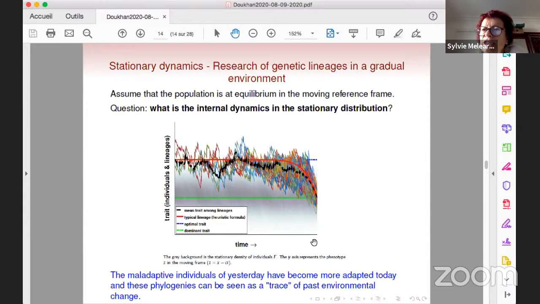And our questions are here. Now we assume that we observe individual at time t, we pick up at random one individual at time t in this population. Are we able to find the trajectory for this individual, describing in reverse time the trait path of this individual until its ancestor, and to find in that way the distribution of the ancestor?